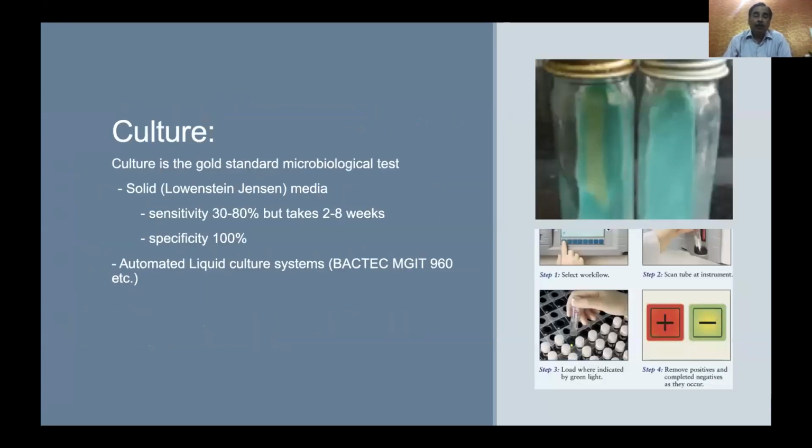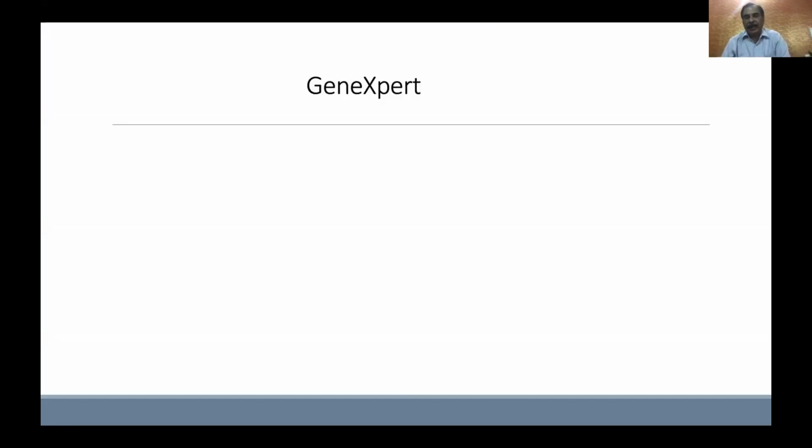Culture, of course, is the gold standard, but it has a sensitivity of only 30 to 80%. But the bigger problem is that it takes very long, and the specificity is about 100%. And like I said, you have an automated liquid culture system. It can give you a slightly quicker diagnosis.